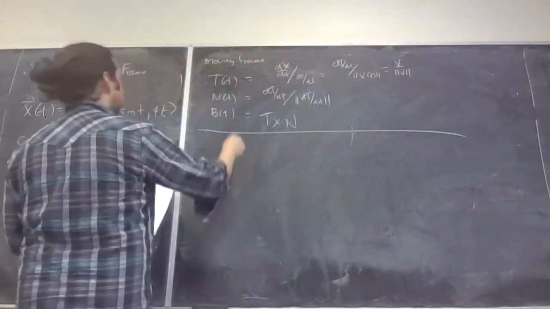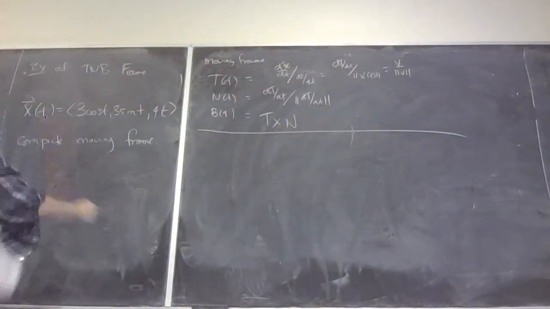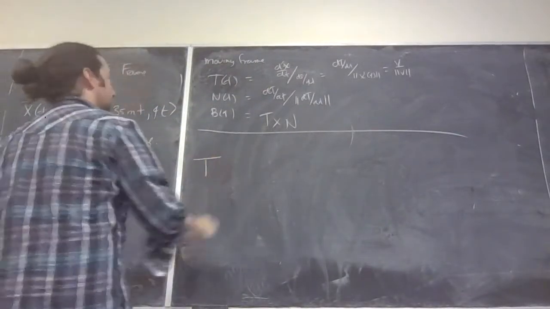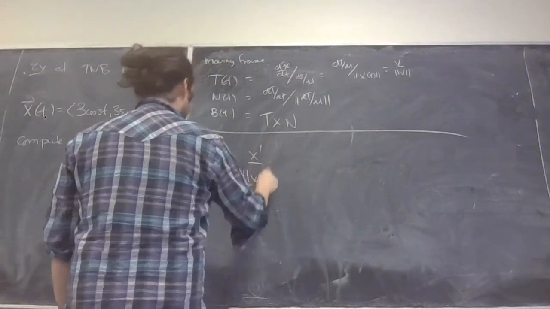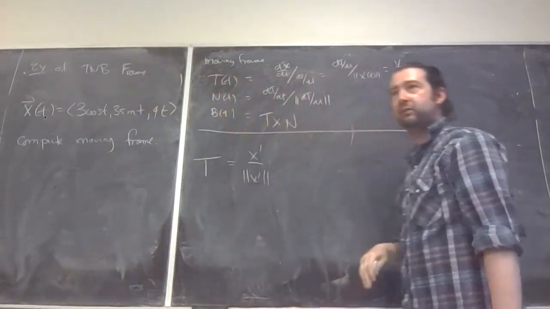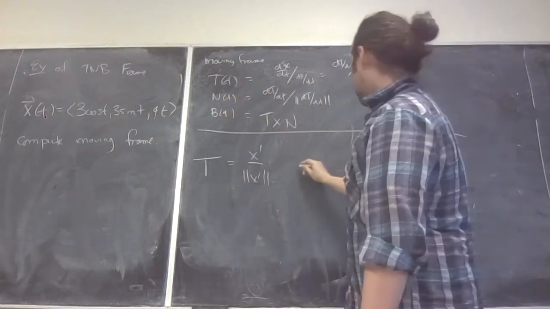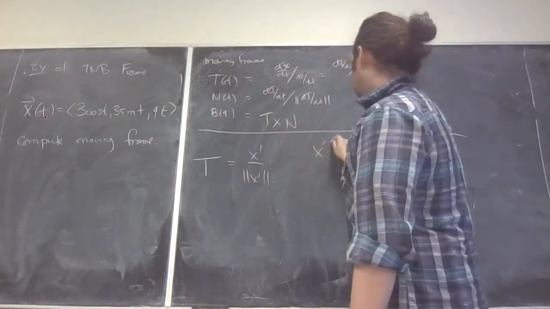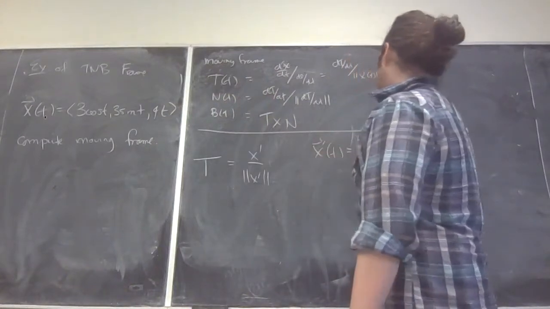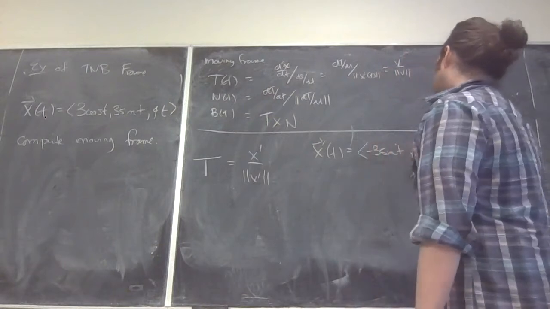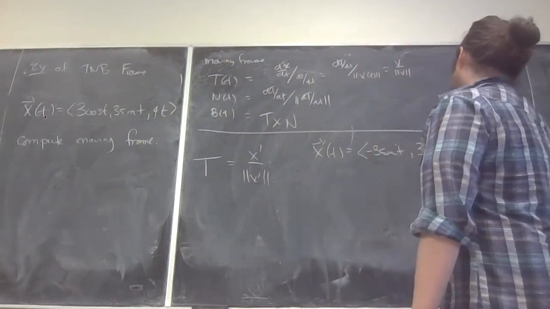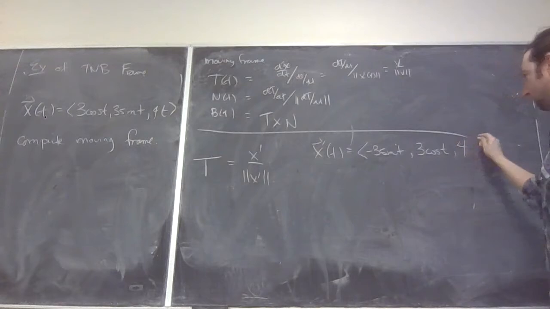Okay, so for us, this is the function we're going to work with. We're going to start by computing T. T is supposed to be equal to x prime over the length of x prime. Since we carefully chose a helix, we're going to get x prime of t is equal to minus 3 sine t, 3 cosine t, 4. It's a good thing I picked that 4 right there.